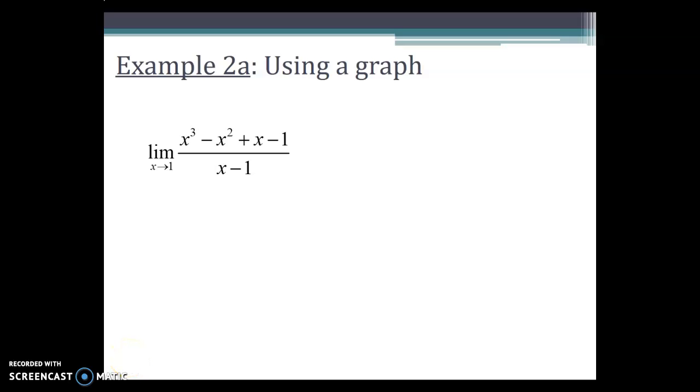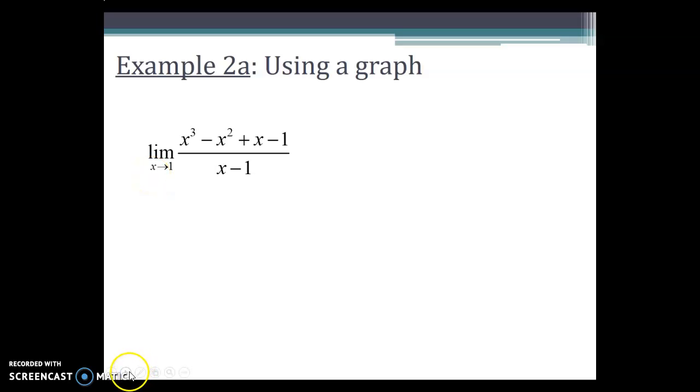In this video, we will take a look at how to use a graph to evaluate a few limits. So once again, take a moment and graph this function here. Plug it into either Desmos or your TI-84. Take a look at the shape, and let's try to figure out what's going on around x equals 1.